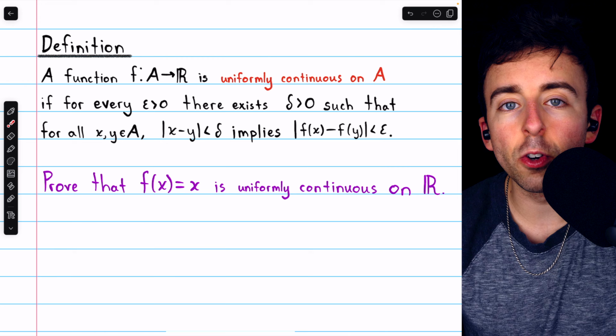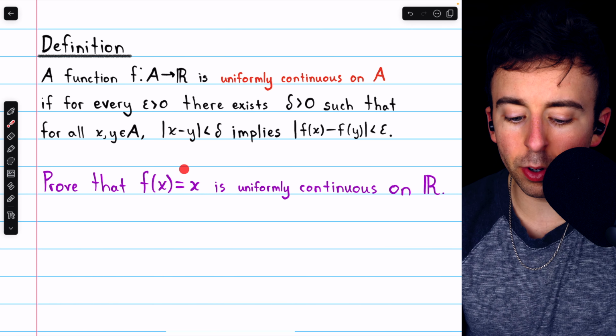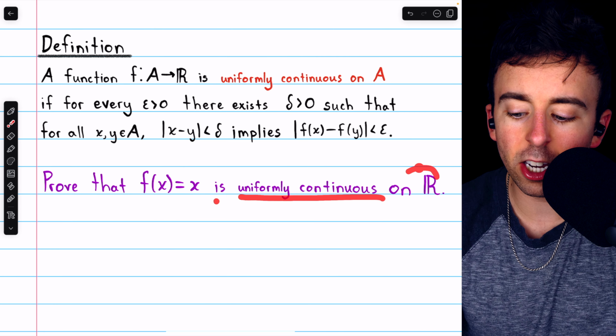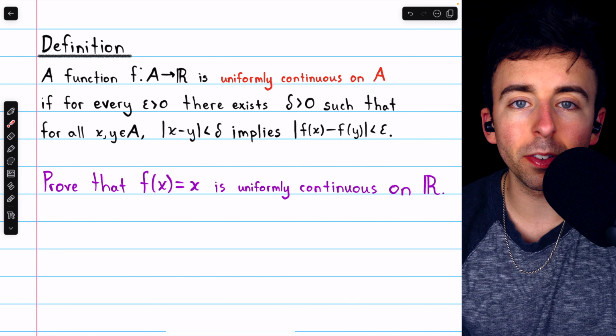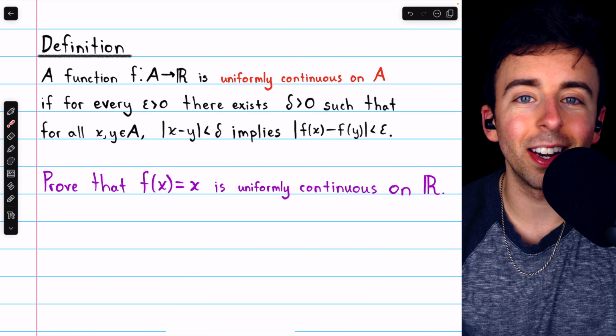Here is the definition of uniform continuity. I'll leave a link in the description to my lesson introducing this definition if you need to review. We're going to use it to prove that the function f of x equals x is uniformly continuous on the real numbers. You're not going to get an easier uniform continuity proof than this one.